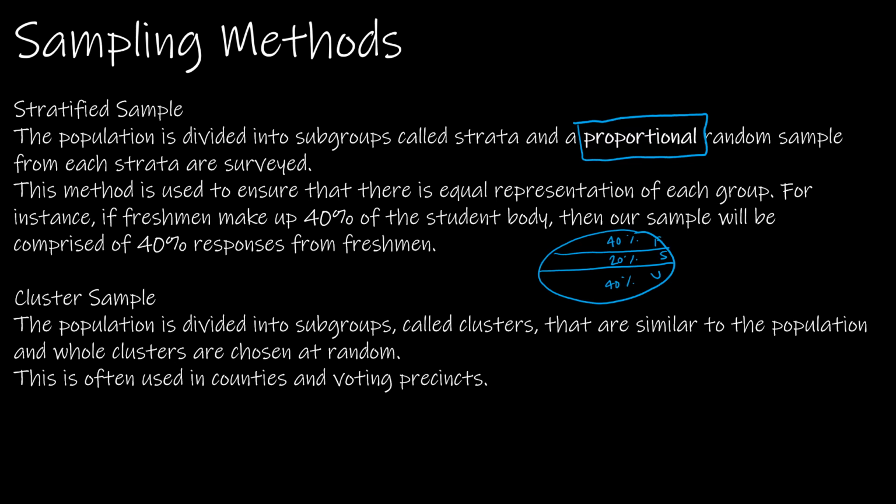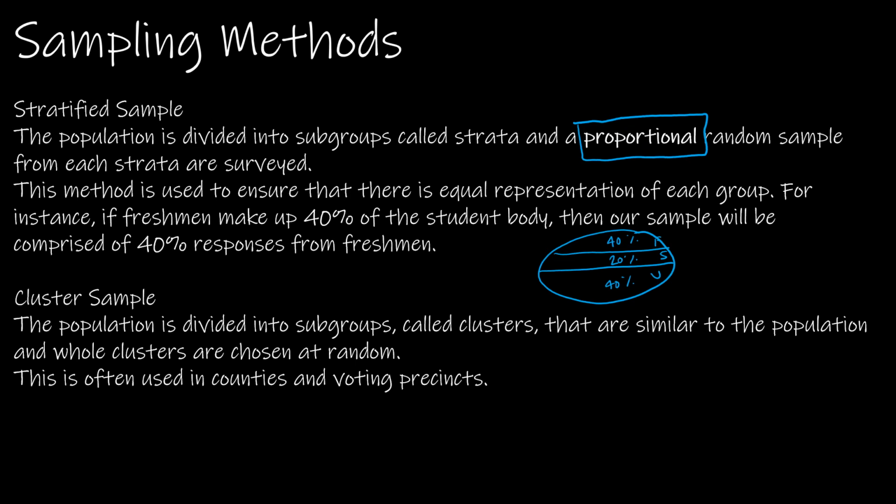In a cluster sample, the population is divided into subgroups called clusters that are similar to the population as a whole, and the whole cluster is chosen at random. So if you think back to the example we looked at on our last slide, where we said, I want to talk to students about eating in the cafeteria.